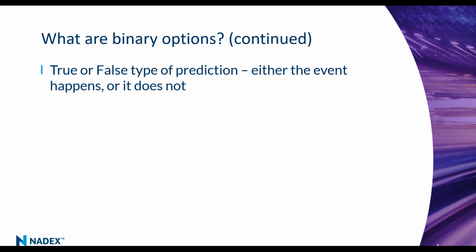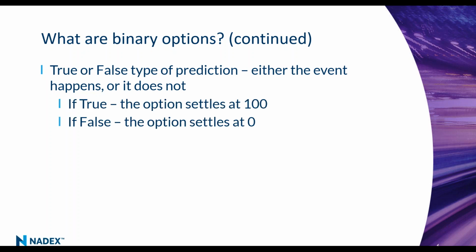As we mentioned, it's a prediction, and that prediction is essentially a true or false. Either the event is going to happen or it does not. That is why it's binary in nature. You are making a prediction, and the prediction either comes true or it does not become true. And in that, we talk about that 0 and 100, with 0 being the floor and 100 being the ceiling. Those are the prices that they will eventually settle at.